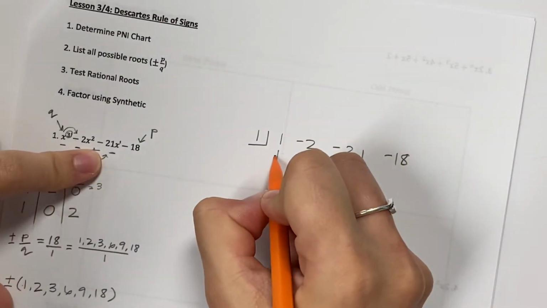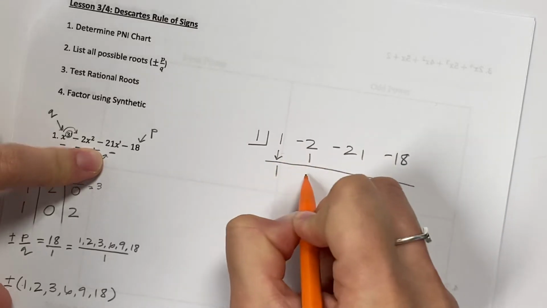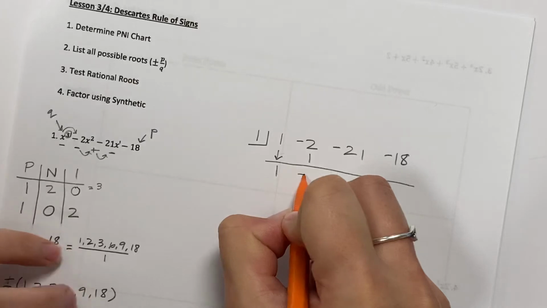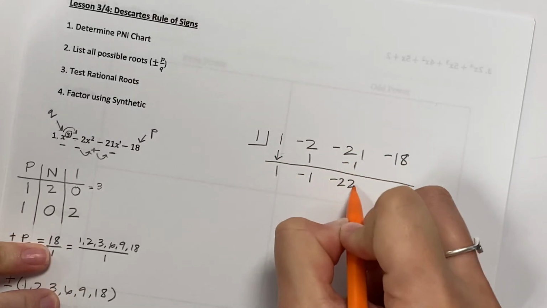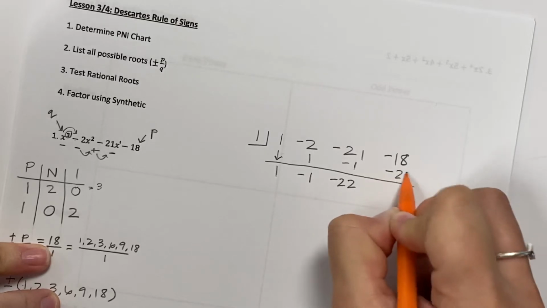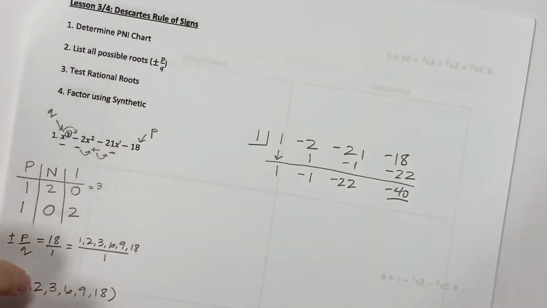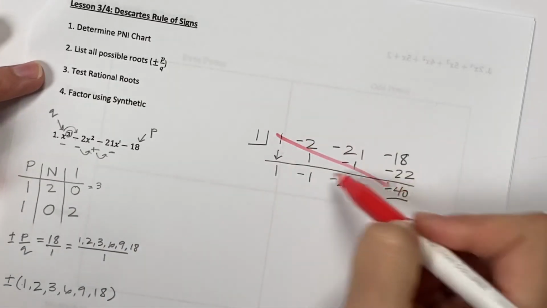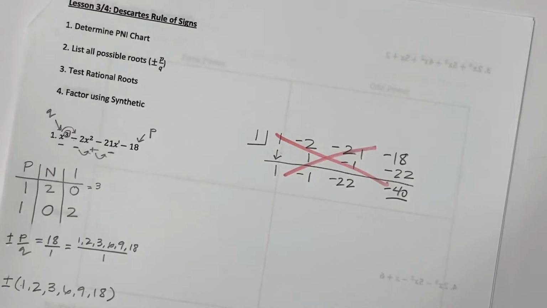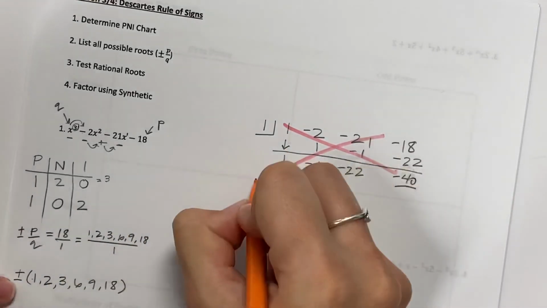So let's bring down the 1. We're just doing synthetic. 1 times 1 is 1. That'll be negative 1. That's negative 1, so negative 22. That's negative 22. And that makes negative 40. This is our remainder. Since the remainder is not 0, that means this one is not a factor. So I'm gonna go to my next option. I tried positive 1, now I'm gonna try negative 1.